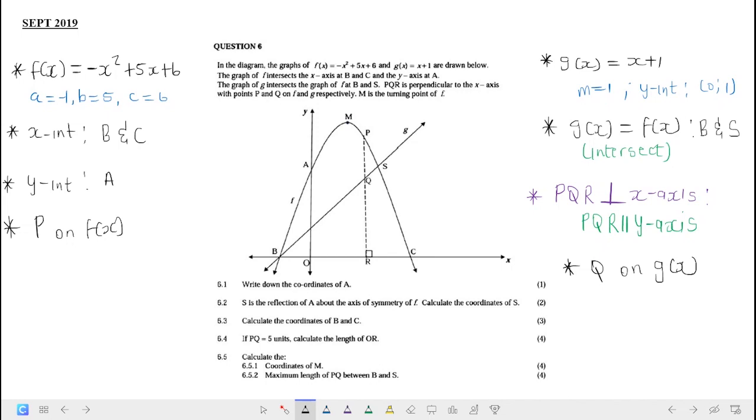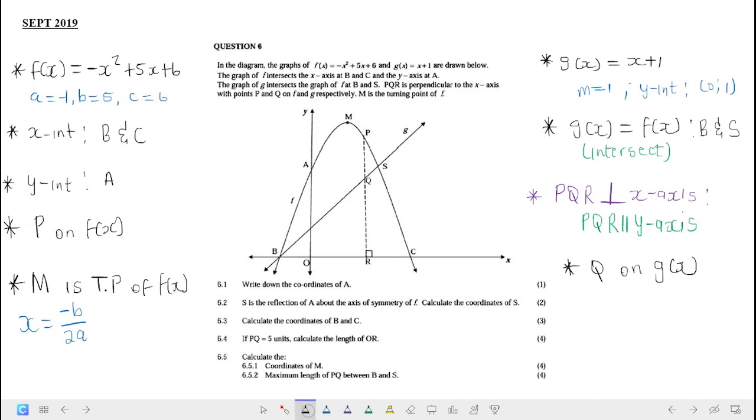Now the last point says M is the turning point of F. So TP of F of X. If M is the turning point of F, then the x coordinate of that turning point, since we have a quadratic formula, is going to be minus b over 2a. Then to get the y coordinate, we simplify the x coordinate, take that x value and substitute it into the equation to generate the y value.